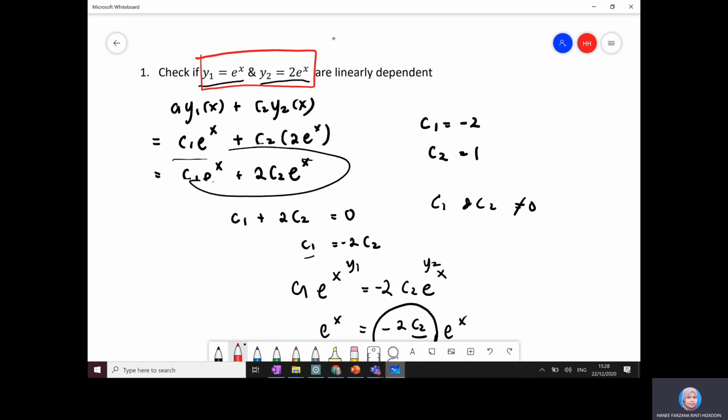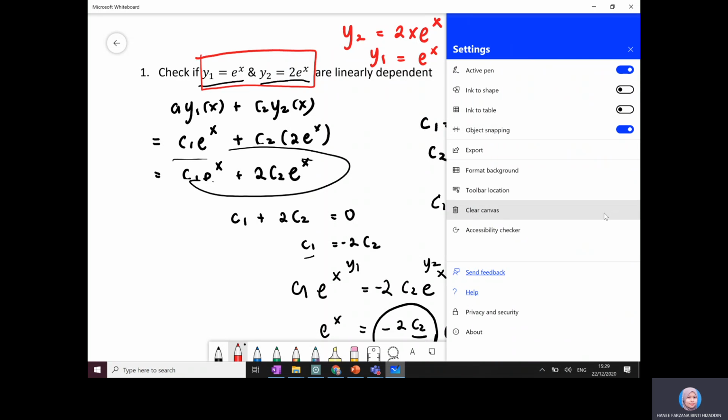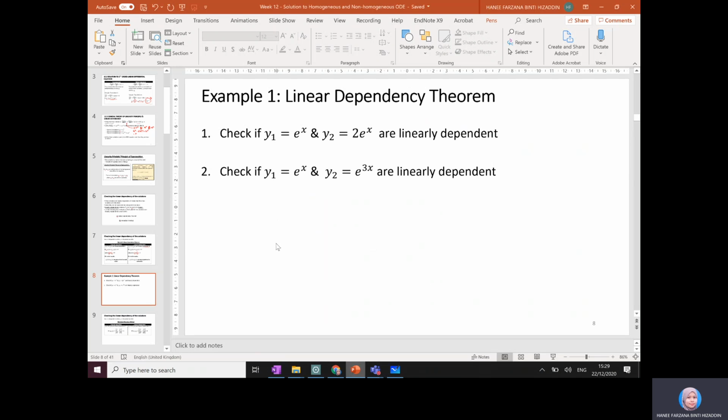So for example, in this case, you can propose that for y2, you put another x term in front, so 2x e to the x, such that y2 will now not be dependent on y1, because y1 is just e to the x. So 2x times e to the x will never be linearly dependent on e to the x. So that is the extra effort required if you are presented with two linearly dependent solutions. That is one method to determine whether the given solutions are linearly dependent or not.